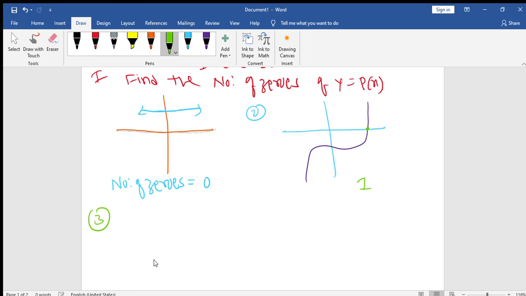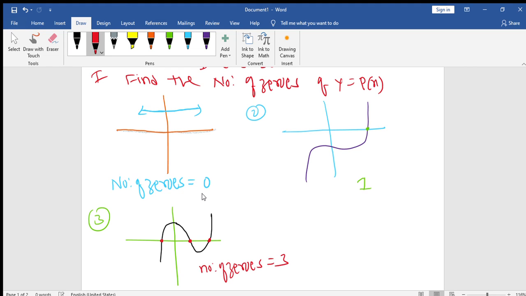The third question they gave like this. Somewhat rough diagram I am drawing. You can see how many times it intersects the x-axis? 3 times. So number of zeros is equal to 3. Like that you can find out how many times it intersects. If it is intersecting 2 times, then number of zeros is 2.